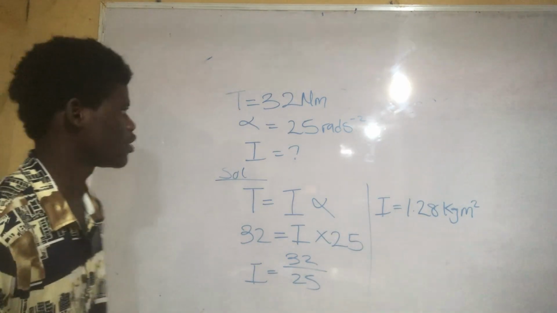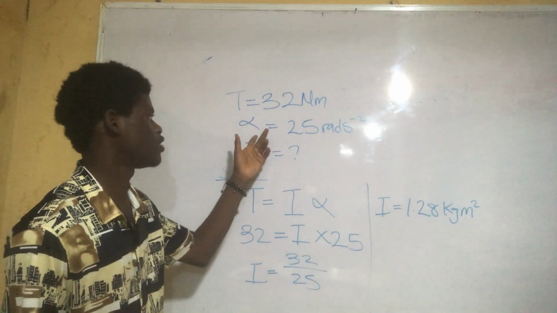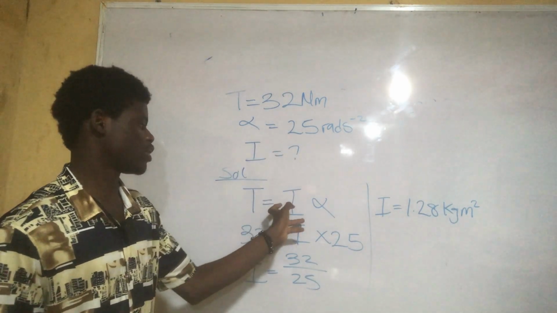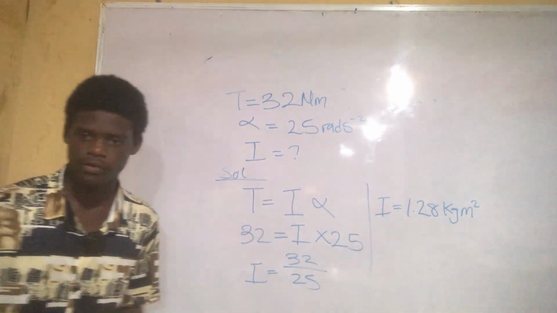That's the answer for that question. So these are the solve questions on torque. When they give you the moment of inertia and the angular acceleration, this is the formula. They can ask you to find any of the unknowns. So this is the formula I should use, and it's as straightforward as that.